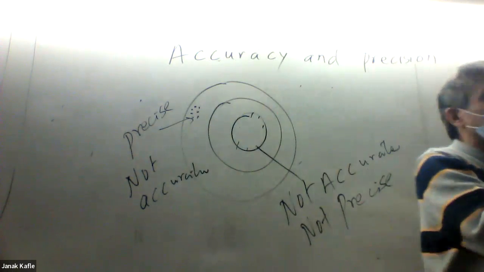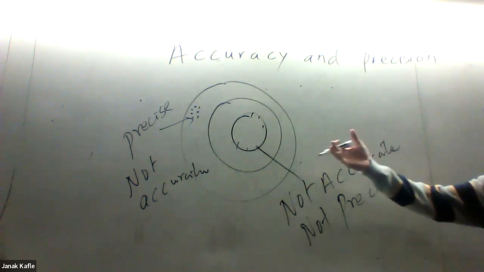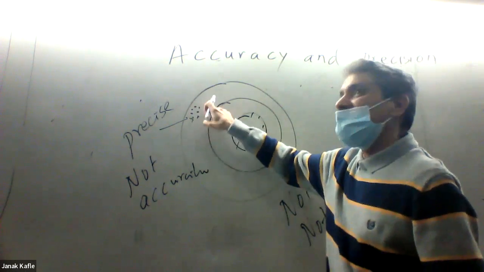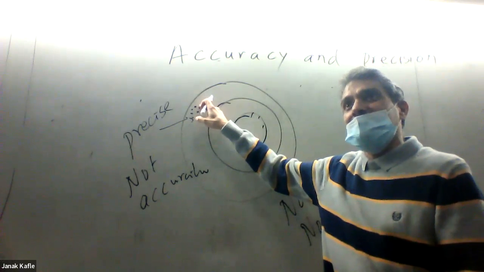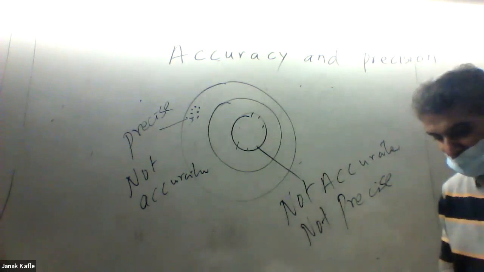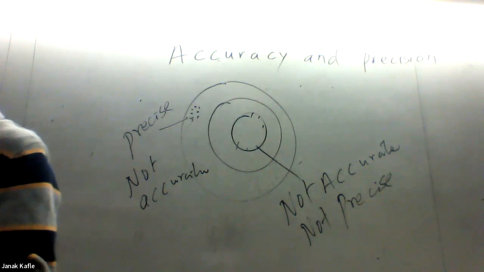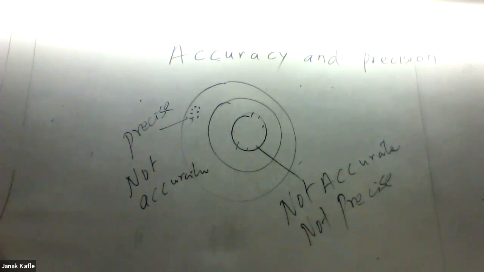Everybody got that? Easy, right? So if you are hitting where you need to hit all the time, you are accurate and precise. But if you are not hitting where you need to hit, but you are hitting every time at a certain point, you are precise but not accurate, right? You can just look at the diagram in lecture 2. So high accuracy, low precision. That should be good. So good.